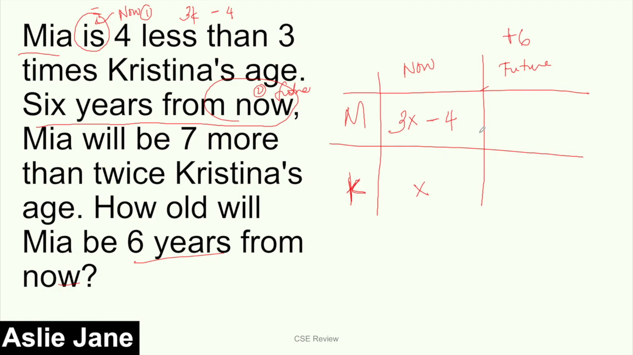Ngayon, move tayo sa susunod. Sabi, 6 years from now, which is here, Mia will be 7 more than twice Christina's age. Okay. Ano ibig sabihin nun? Dahil, again, and I teach this a lot, okay, sa live review event.